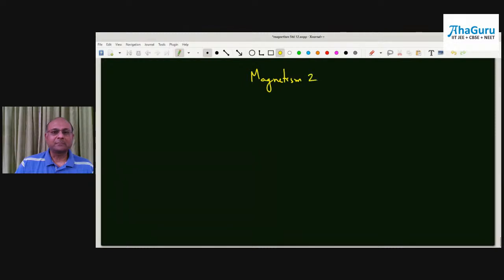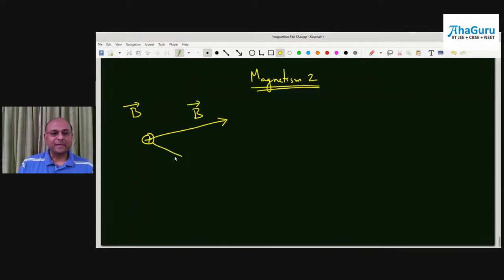This is magnetism second class. Okay, so first let's quickly look at the basic idea. There is something called a magnetic field, B field, which is a vector. Now if the B field vector was like this, and a charged particle was sitting here, you won't have any force acting on it.